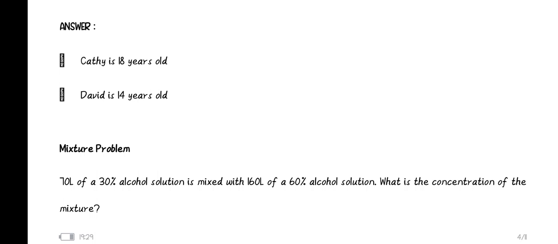So let's move on to the next problem, which is the mixture problem. 70 liters of a 30% alcohol solution is mixed with 160 liters of a 60% alcohol solution. What is the concentration of the mixture?